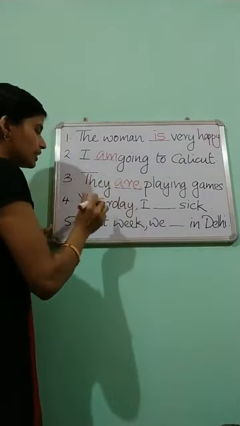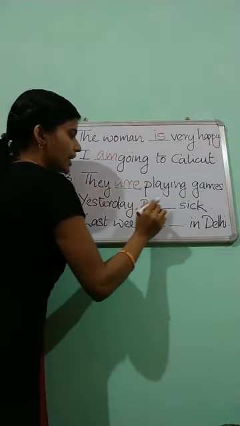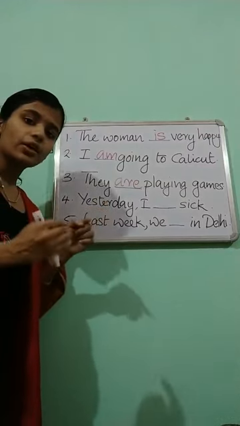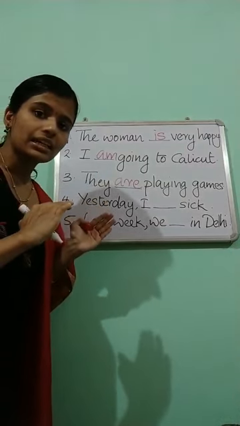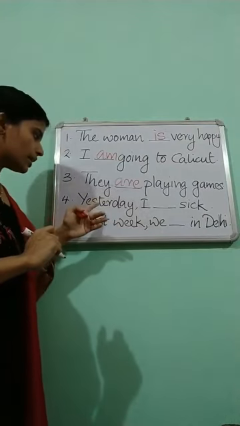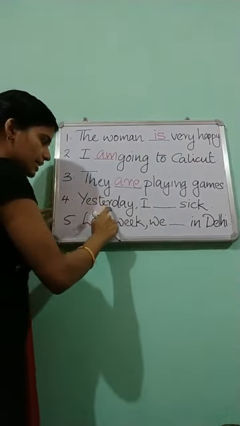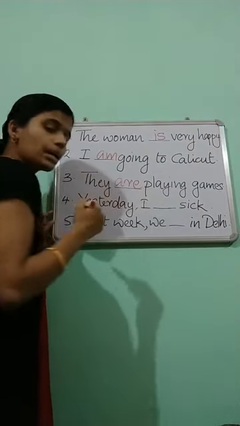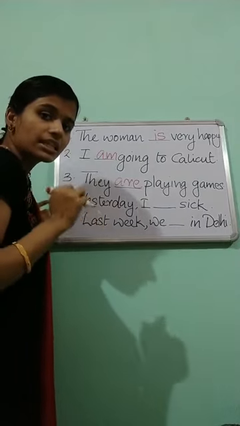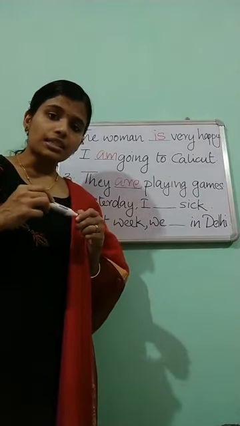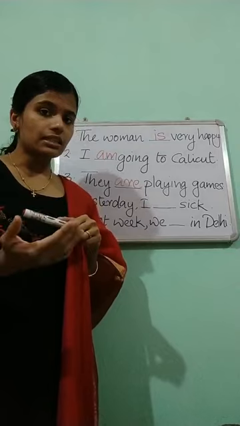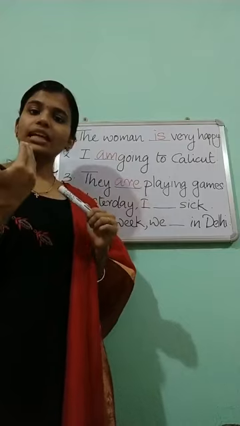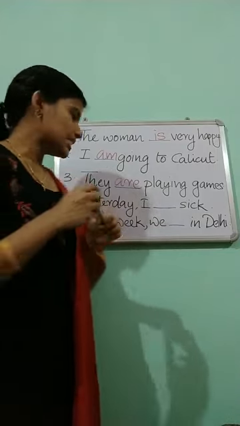Okay. Next one. Yesterday I dash sick. The word yesterday denotes something that has taken place in the past. Yesterday is a word that indicates the past. So the sentence is in past tense. Which are the auxiliary verbs that are used in past tense sentences? Was and were. Was and were are the auxiliary verbs that we can use in past tense.